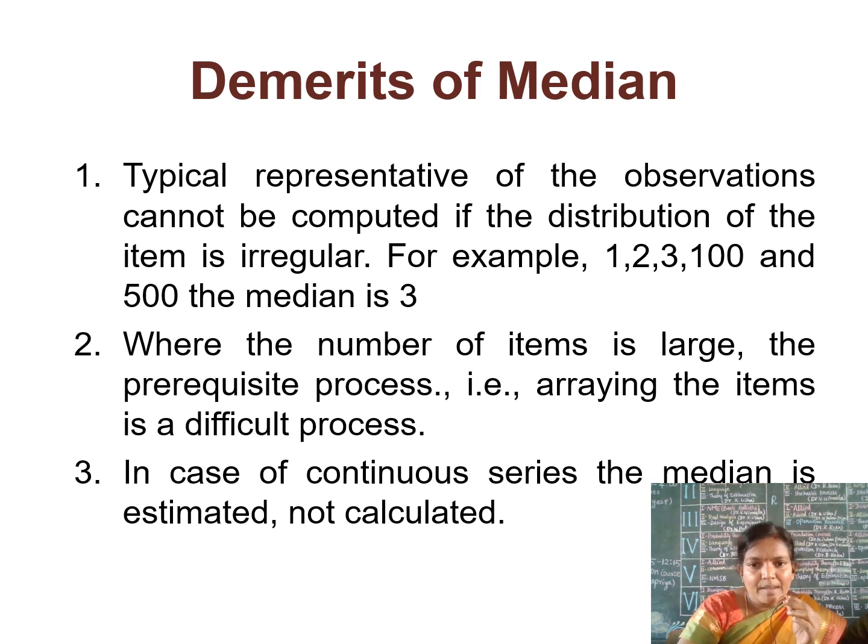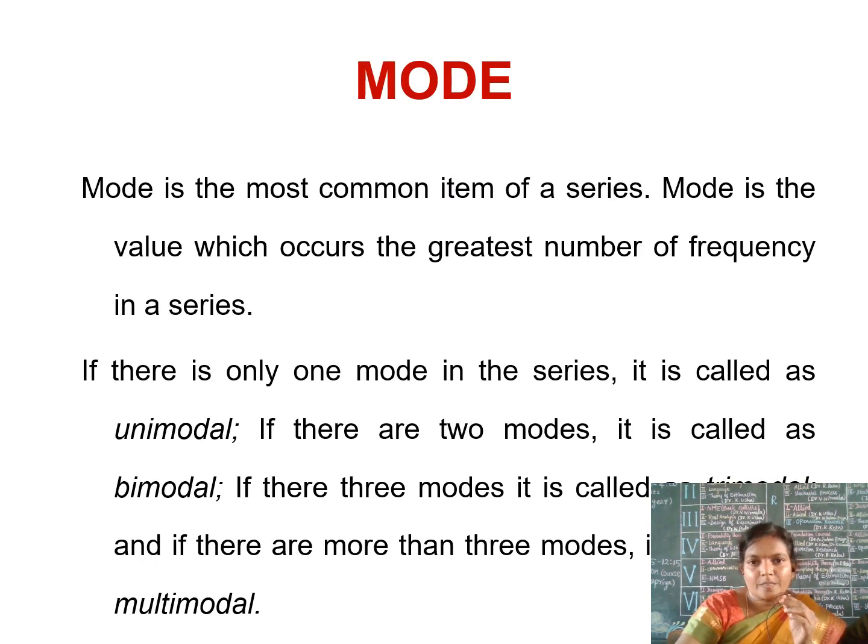Then, where the number of items is large, the prerequisite process, that is arranging the items in ascending or descending order, is a difficult process. In case of continuous series, the median is estimated. It's not calculated. These are some demerits of median calculations.